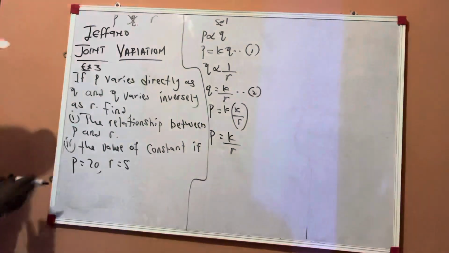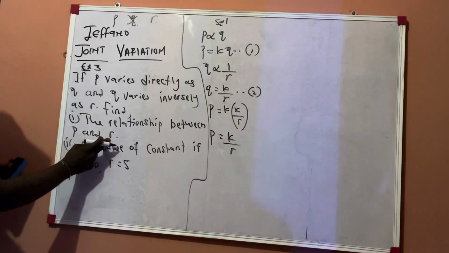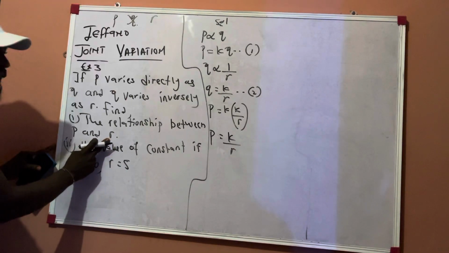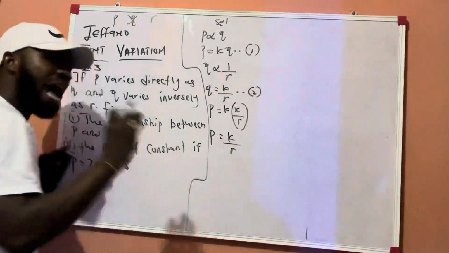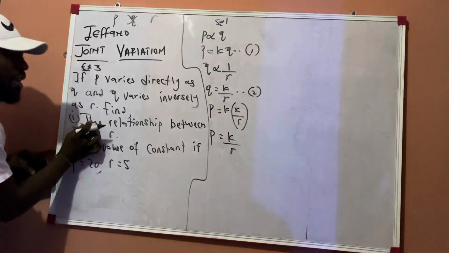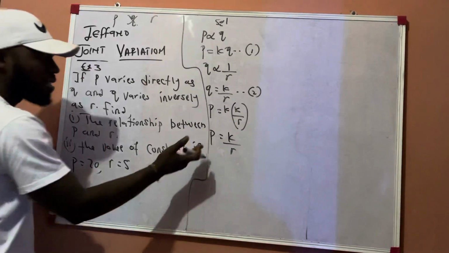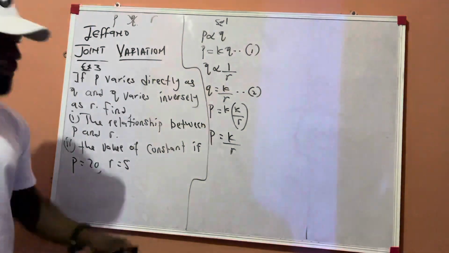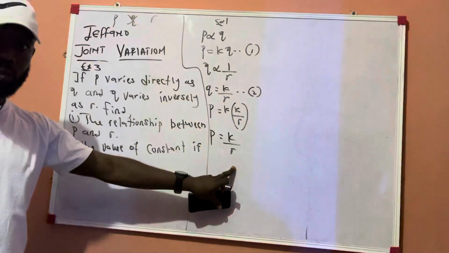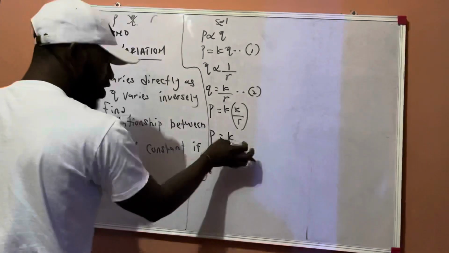So, Roman figure 1 says, what is the relationship between P and R? Now, the relationship between P and R is this. P equal to K over R. But how did the question say it? How does P vary with R? It means P varies inversely as R. Because R is down, inverse. Okay, now, this is Roman figure 1, which is the relationship.